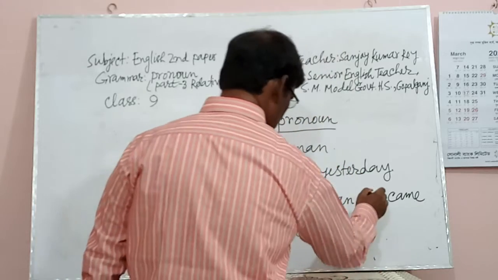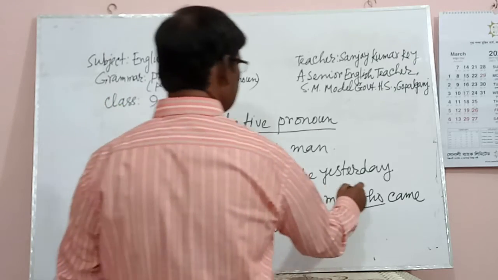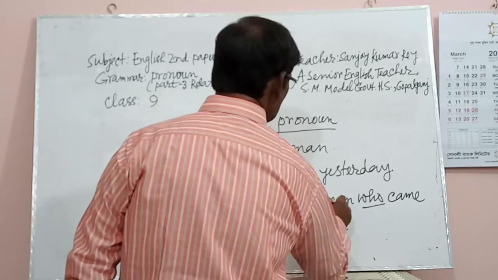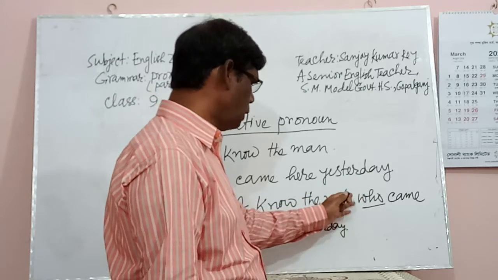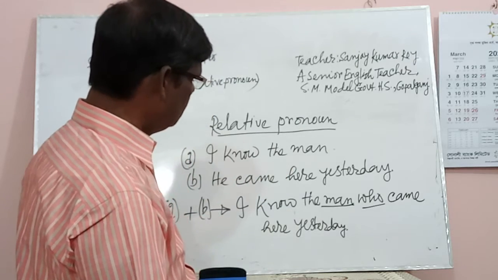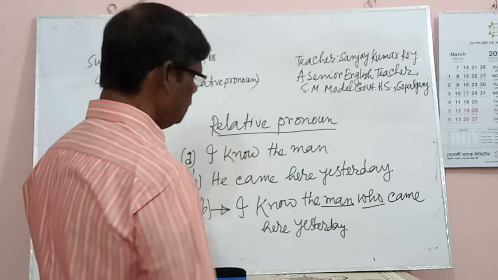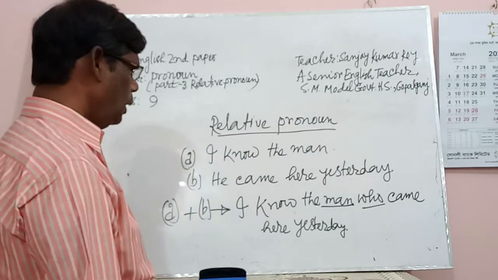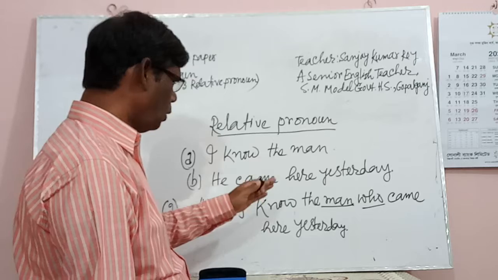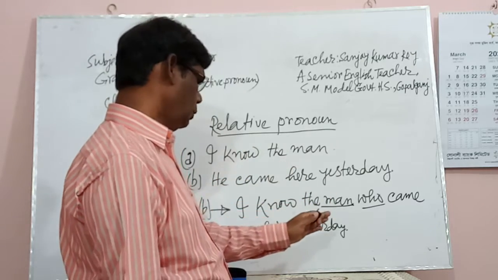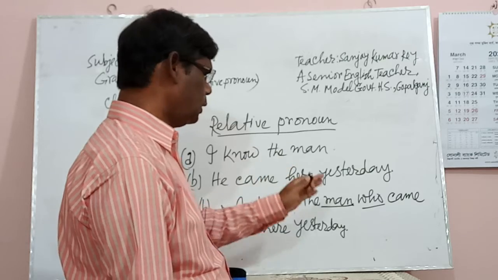We find here that who has been placed after the noun man, and refers to that man, so it becomes a pronoun, and at the same time this who joins two sentences: I know the man, he came here. That is, here who does two things. First, it refers to the man going before and becomes a pronoun. And secondly, it joins two sentences, that is, it does the work of a conjunction.